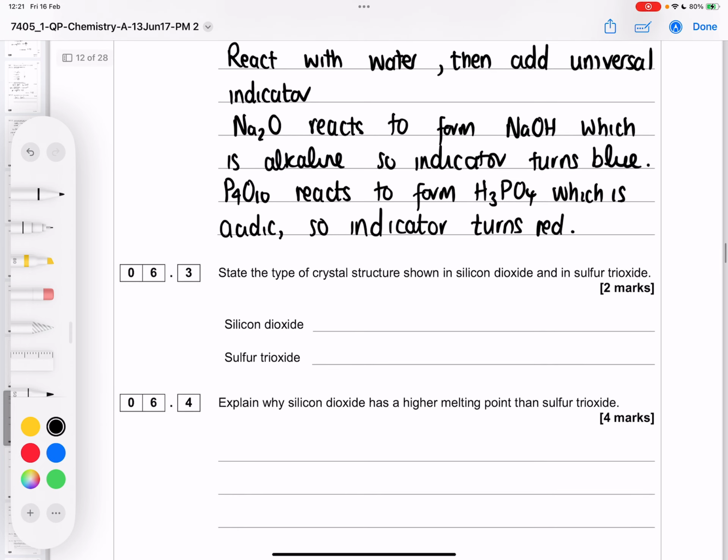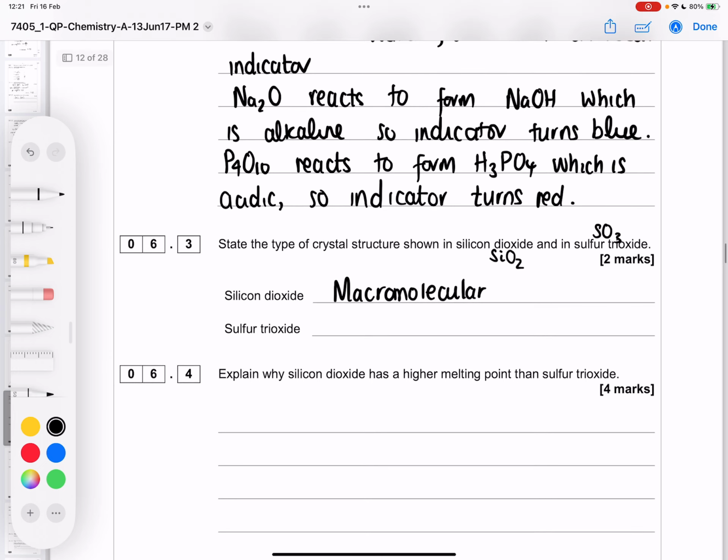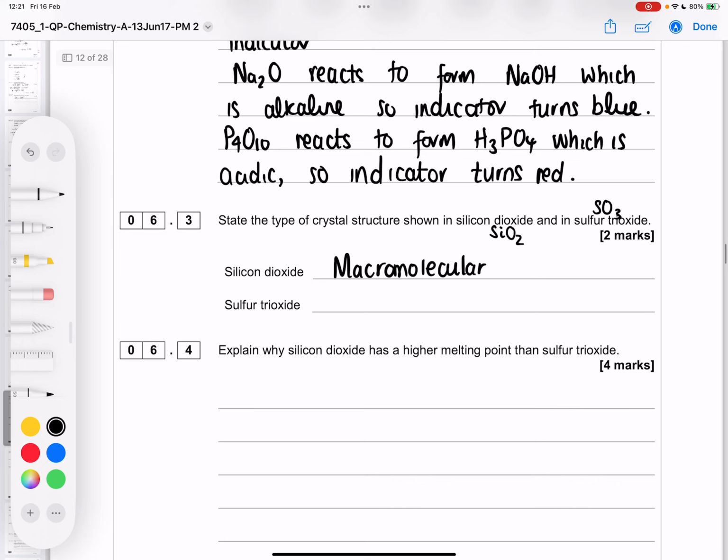Then it's asking us to state the silicon crystal structure of silicon dioxide and sulfur trioxide. So silicon dioxide is one of those ones you have to remember, the 4 macromolecules that we remember for A-level chemistry. Carbon as diamond or graphite, silicon and silicon dioxide. Sulfur trioxide is 2 nonmetals joined together in a simple molecular structure.